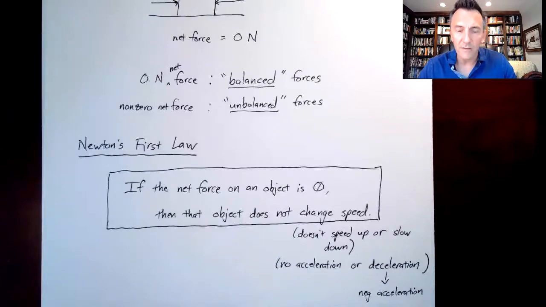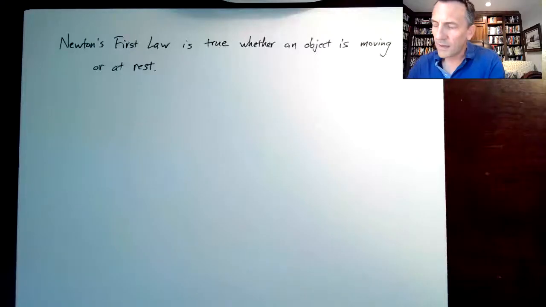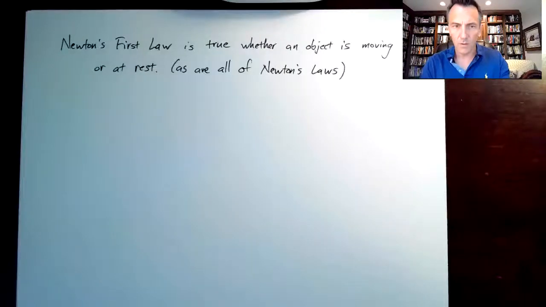Notice I've said nothing so far about what speed the object currently has. That's because Newton's first law is true regardless of the current speed of the object. Therefore, it's true whether an object is moving or at rest. And this is the case with all of Newton's laws. Newton's laws are true regardless of the current speed of the object. And therefore, Newton's laws are true regardless of whether the object is moving or at rest.